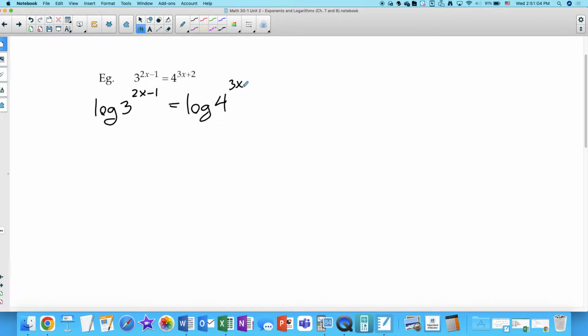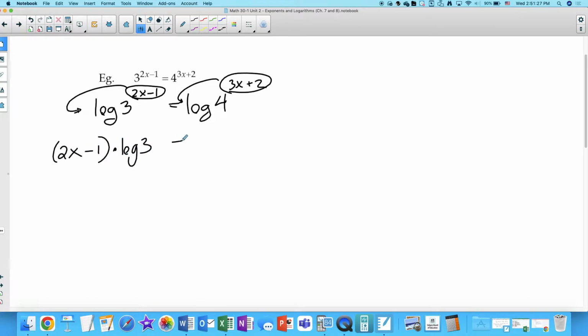Okay? So that's going to be my first step. Now I'm going to take these guys, bring those in front. Okay, so I'm going to end up with 2x minus 1 times log 3 equals 3x plus 2 times log 4.